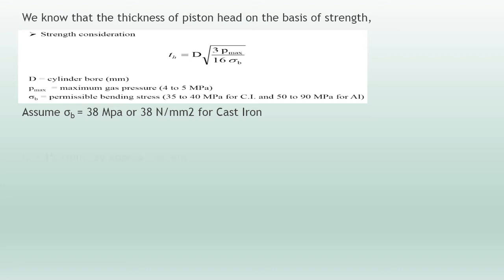Okay, now put the value in this equation. We have capital D is equal to 100 mm and P max is equal to 5, then sigma B is 38. So by putting all this value and finding out this numerical in your calculators, you will get 15.7 mm, or you can approximately take it as a 16 mm. Okay, so here is your first answer. Thickness of piston head is 16 mm on the basis of strength criteria.